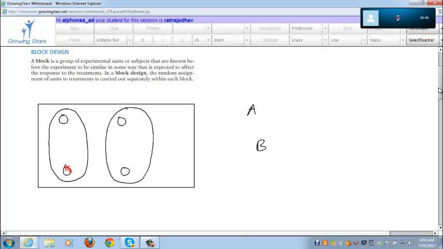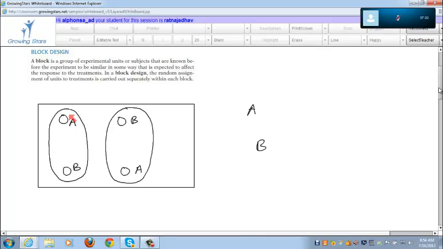So the plants in this group will behave in the same way, will have almost the same growth, right? Because they have the same soil condition. And these 2 plants have another same soil condition. So these are 2 blocks. Now we can apply the treatments within each block. Say randomly assign A to that plant and B here, and maybe A here and B here. So we apply both the treatments within each block. So that said here, in a block design, the random assignment of units to treatments is carried out separately within each block. So now we can compare A and B.